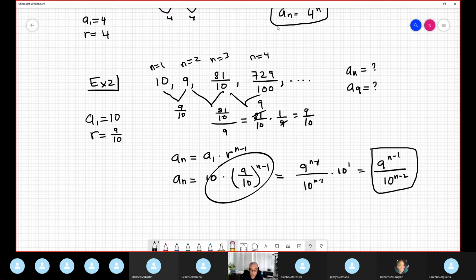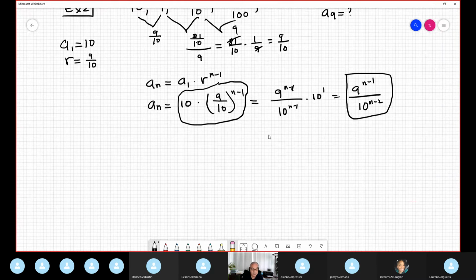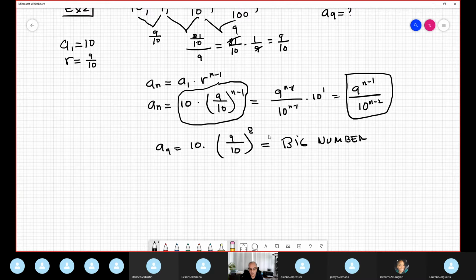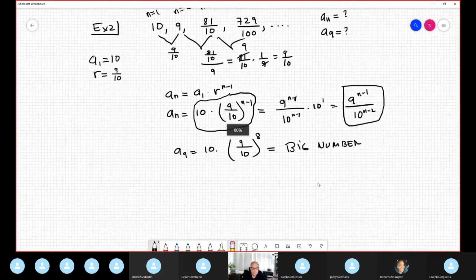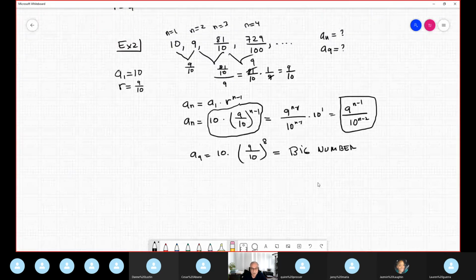And now, I want to find the position 9. Well, it's just plugging in. And in the story, suppose I want to find a sub 9, is 10 times 9 over 10 raised to the 9 minus 1 is 8. Entonces the rest you put in the calculator and you get the big number. It's not important. This is just calculator. Okay? Any question, guys?